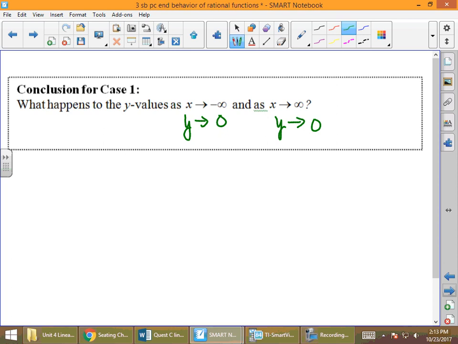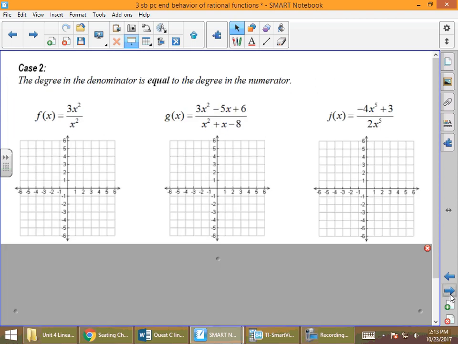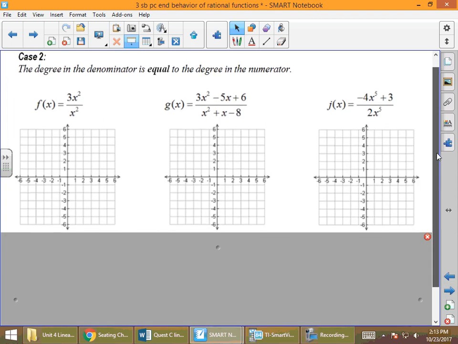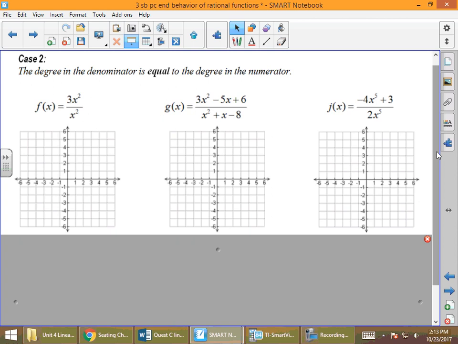Now remember, we're going to spend the week on this, and it's a little bit different from how we've approached things before. But here's a couple more, the second case here. Rather than spending all of my time drawing them in, I have the pictures down here below. The degree in the denominator is equal to the degree in the numerator, so the same degree on the top of the fraction and the bottom of the fraction.